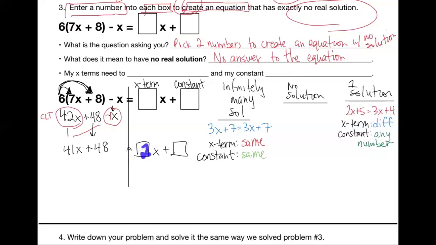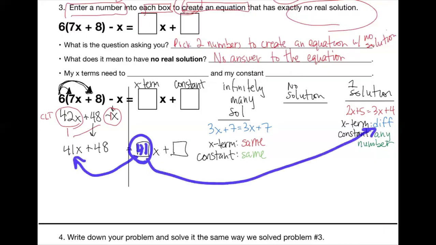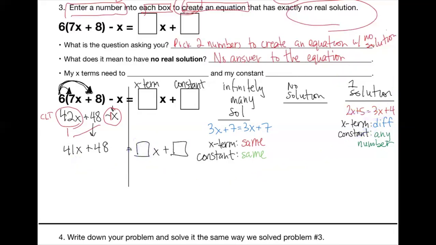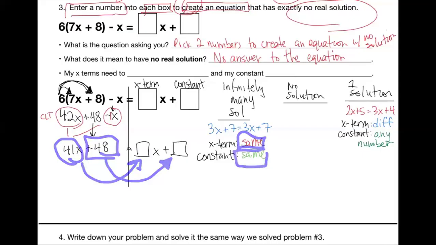But that's for making a one solution equation, right? It just has to be different. So I can't have 41, because it's not different. That's to make a one solution equation. To make infinitely many, they need to be the same. So if this is 41, this needs to be 41. If this is 48, this needs to be 48, because they need to be the same, and that will give me an infinitely many solutions equation.